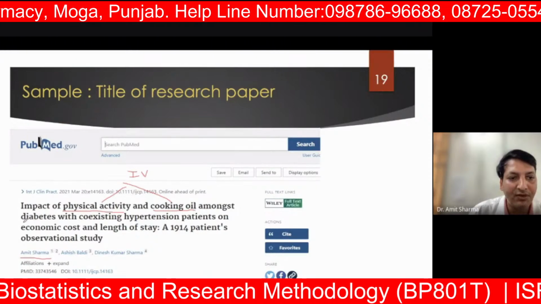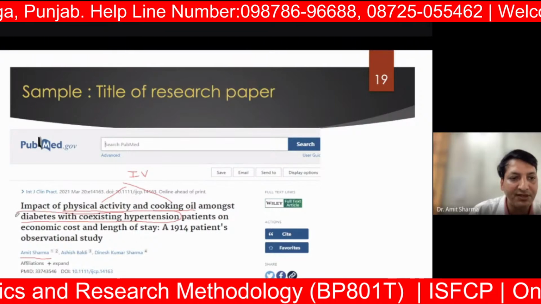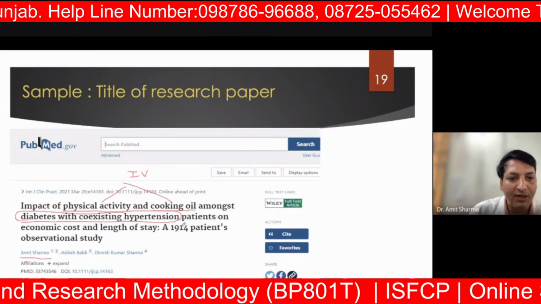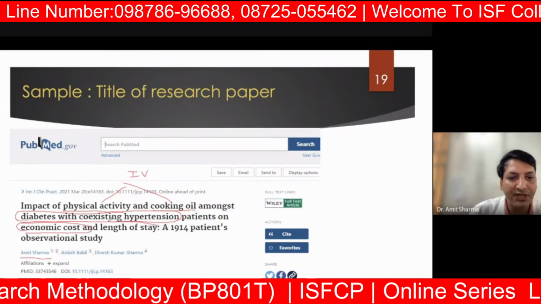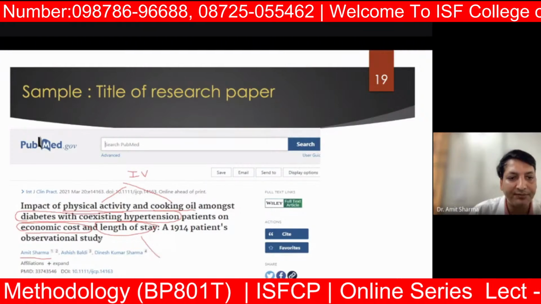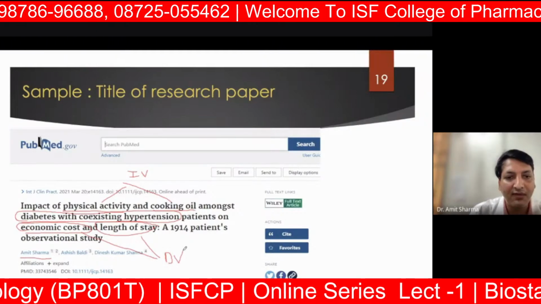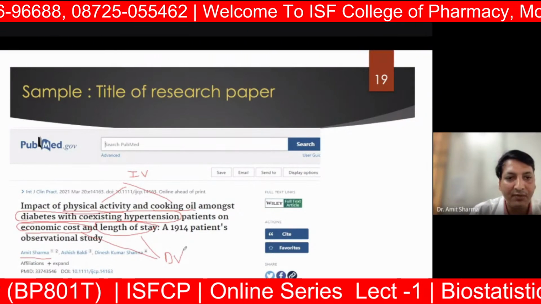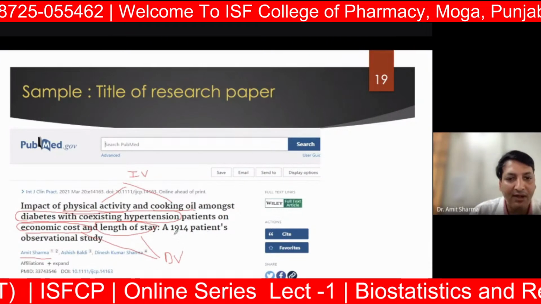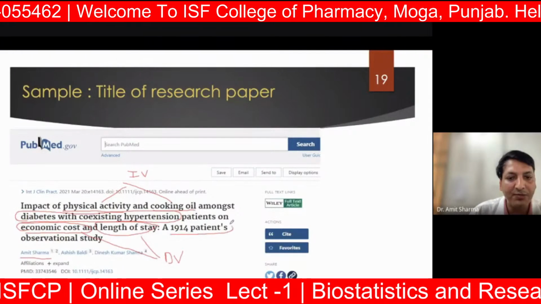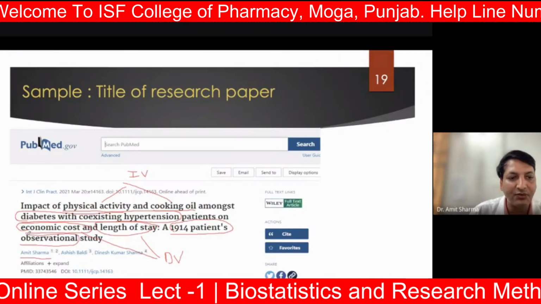amongst diabetes with coexisting hypertension patients. So the population on which I worked was hypertensive and diabetes patients. On economic cost and length of stay. This economic cost and length of stay were the dependent variables. So in this title, I have added both independent variables and both dependent variables of my study. I have even added the sample size, how many patients were in the study, and the type of study, which is observational.